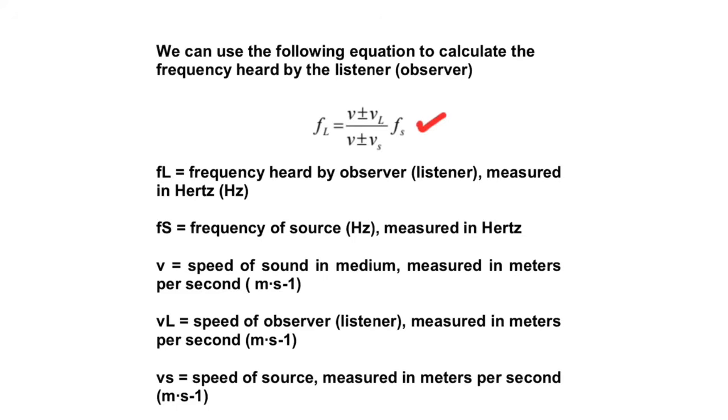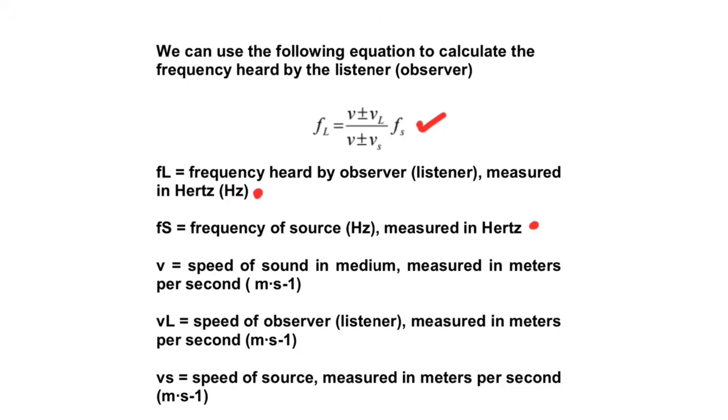And then on the other hand, we have Fs. Fs is the frequency of the source, the frequency that is emitted by the source. It is also measured in Hertz. And then we have V. V is the speed of sound in the medium and it is measured in meters per second. Usually, we're talking about the speed of sound in air, which is about 340 meters per second.